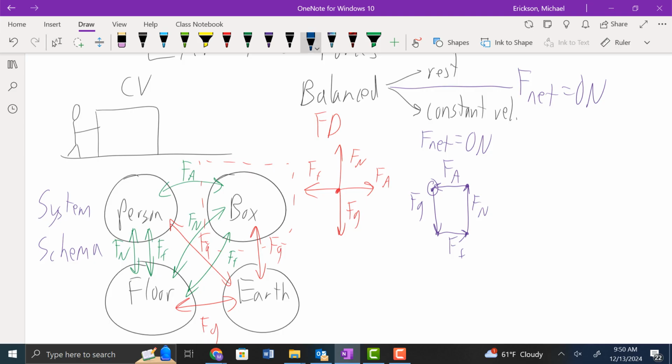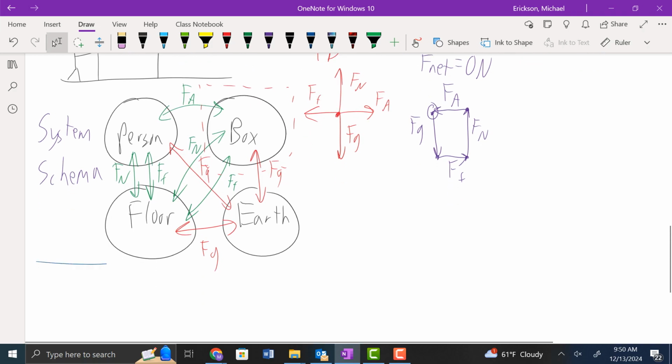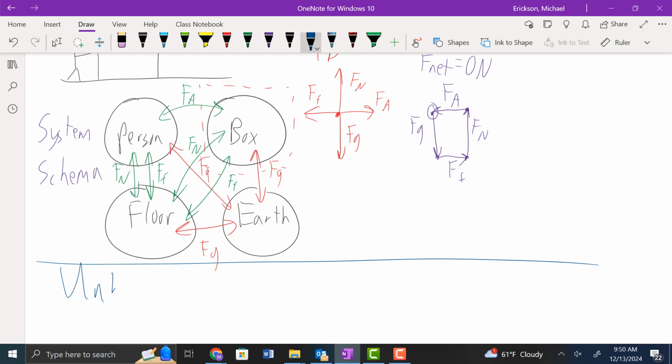So we're gonna do the same scenario. Guy's pushing the box, but instead of it being constant velocity, we're gonna say it's speeding up to the right. All right, well, that brings us to what is unbalanced. So I'm going to kind of separate it here. Unbalanced, you have a couple things it could be.